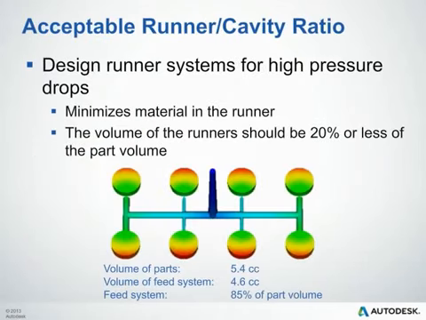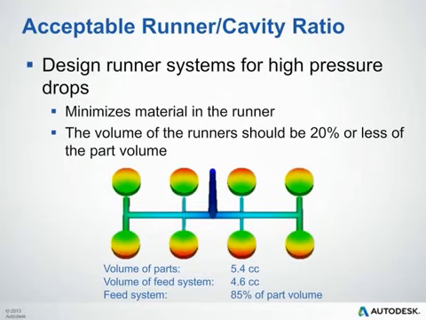And for our final design principle, you want to make sure you have acceptable runner to cavity ratios. What does this mean? The ratio of the volume of the feed system to the total volume of the cavities should be as low as possible. This is to reduce the material being wasted in the runners, and this will in turn reduce the amount of regrind that you have to deal with in the end.